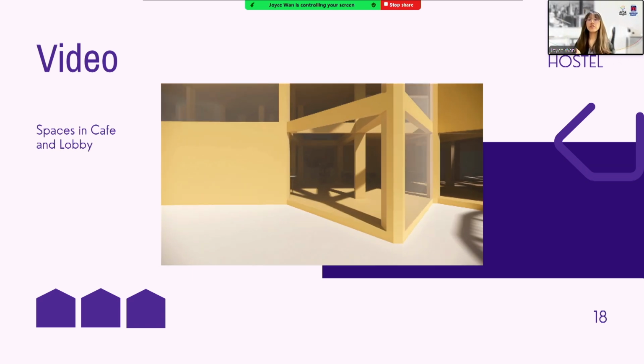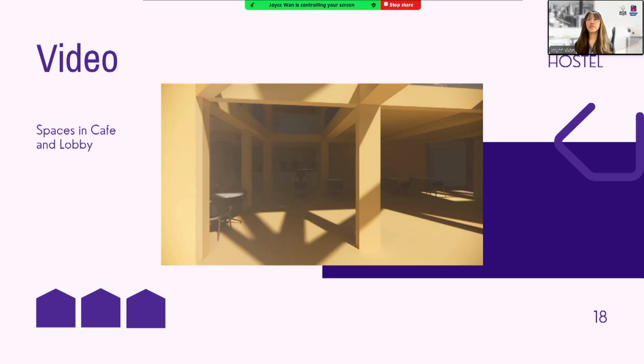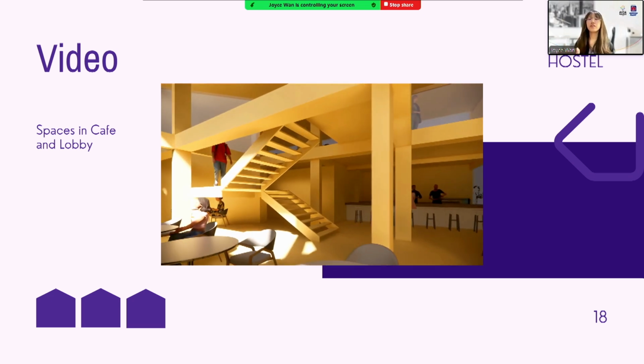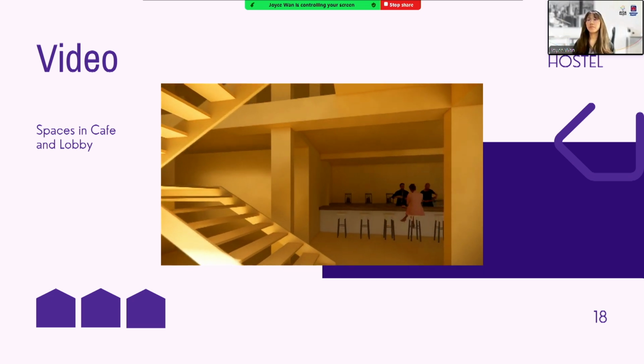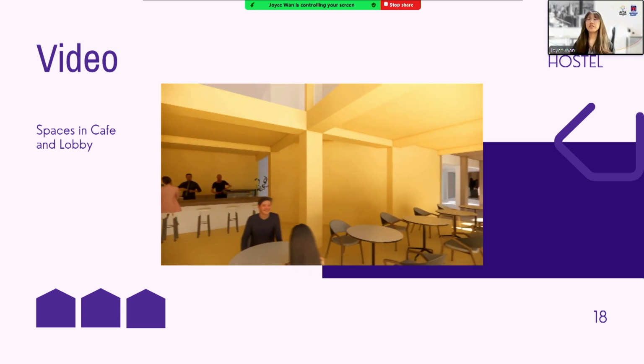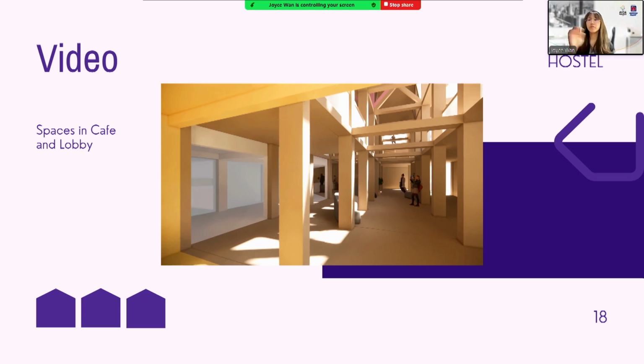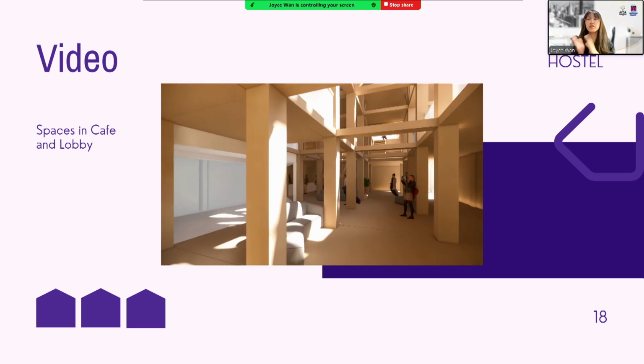And in the second video, I want you to have a look at going through the space within the cafe and going to the lobby. They are in different colors, so you can recognize which area is the cafe and which area is the lobby.